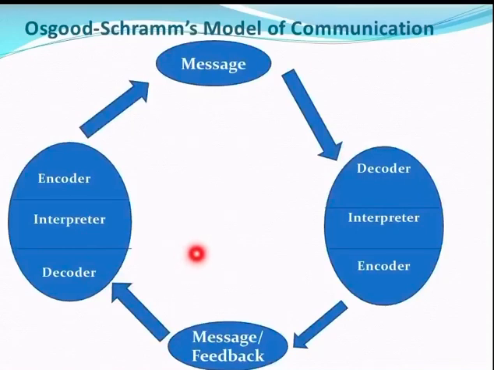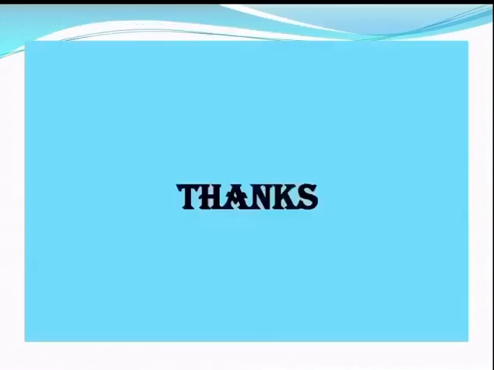Another important feature of this model is feedback. Since there is a concept of feedback, the sender would know whether the communication is successful or not, because the sender will get an idea whether the receiver has received the message or interpreted the message in the correct manner or not. So this is how Osgood and Schramm's model of communication works. Thanks.